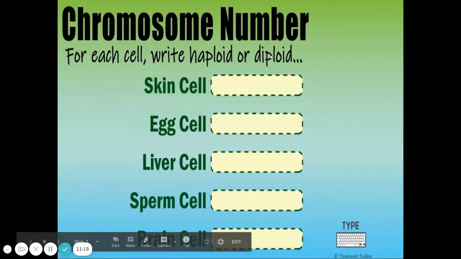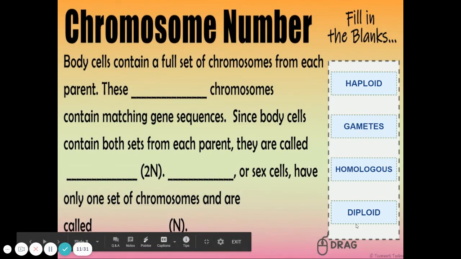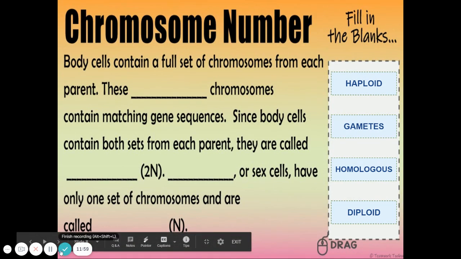And then the last part of this is to write in the text boxes whether it is haploid or diploid. Sorry, there is one more slide. The last one is just a fill in the blank. This is very similar to some questions you might see on an SOL test called a cloze, in which you have a paragraph of information and you fill that paragraph in the same way you would if you were taking a test and you had a word bank. This is your word bank, except here you're going to drag and drop.